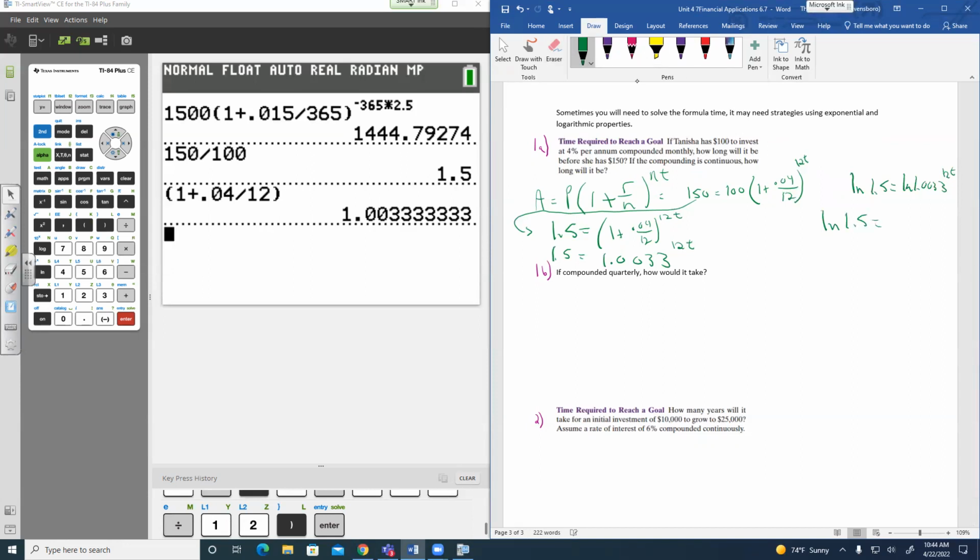And that's going to equal this 12t ln of 1.0033. Now to get t by itself, what I can do is divide both sides by this 12 and this ln of 1.0033. So if I divide both sides by that 12 and the natural log of 1.0033, we end up with this statement. So the natural log of 1.5, and that's going to be over 12 times the ln of 1.0033, and that should equal t.